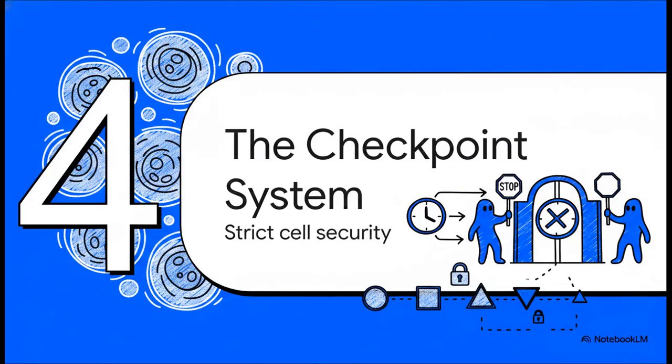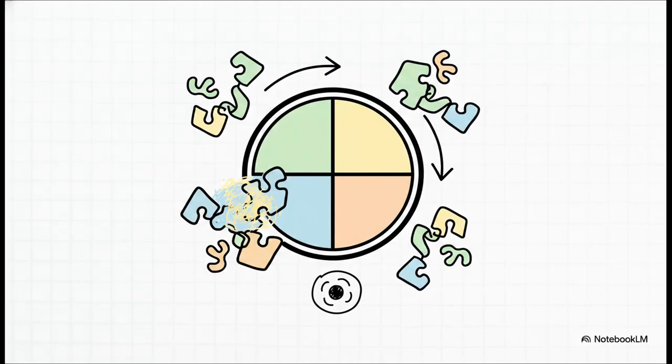Let's transition into our fourth module, the checkpoint control system, where we examine the strict security regulating the cycle. We have to ask a really profound biological question here. What dictates the pacing of all this? What exactly ensures that a cell doesn't just start dividing completely out of control? Well, biologists often compare the cell cycle control system to the internal dial of a washing machine.